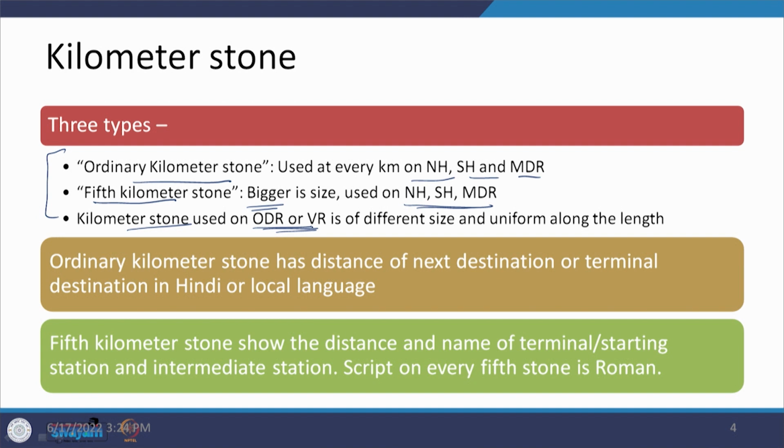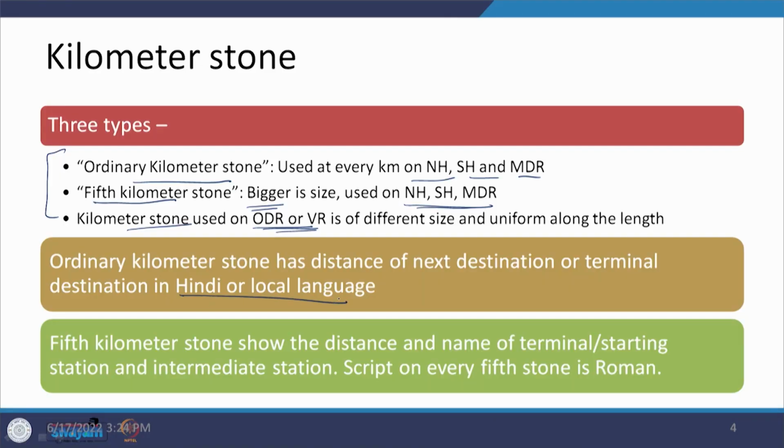When we talk about this ordinary kilometer stone, what it tells is the destination which is ahead, or the terminal destination, and along with that it gives the distance of that destination. So, if you are moving on a highway and you are going to reach, say, Delhi, it is going to tell you that now you are reaching Meerut, and Meerut is so many kilometers away. When you cross Meerut, it may tell about another destination, or it may also tell about the final destination at some location. And this information is usually given in Hindi or the local language.